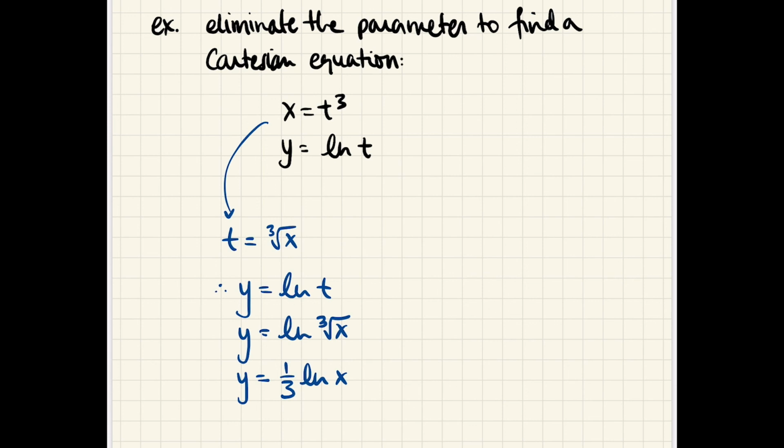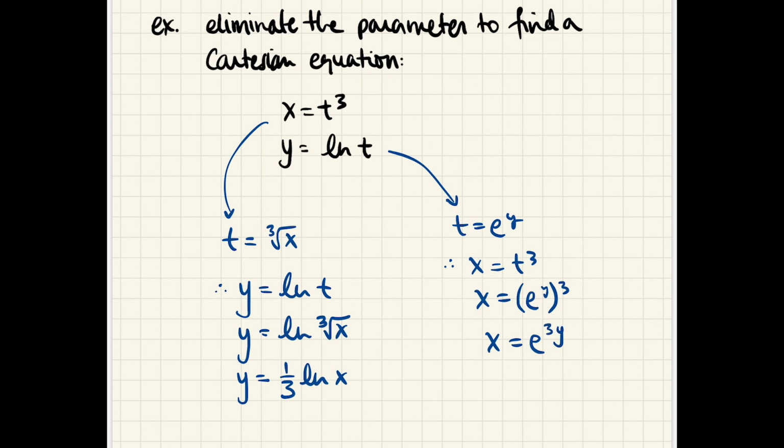What would this look like if we isolated t over here first? So if you say, well, from the second equation, we could write t is equal to e to the y. And then substituting that into the first equation, we'd get x is equal to t cubed. That's e to the y cubed, which is e to the 3y. So that's also a perfectly valid answer, and it's equivalent to this other answer. So just keep in mind that you might work it out one way and someone else might work it out a different way, and you have different looking answers, but of course these are really the same thing.